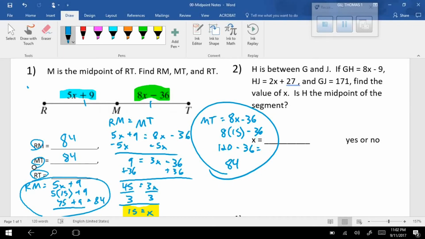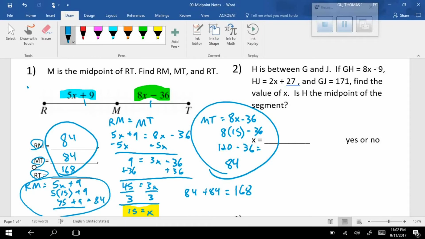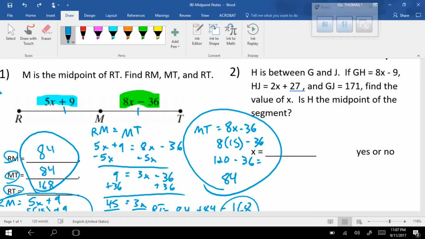So what's RT? RM plus MT? Well, we see that RM is 84. MT is 84. We add those two together and we get 168. So RT is 168. Circle that because that's your answer. Boom.